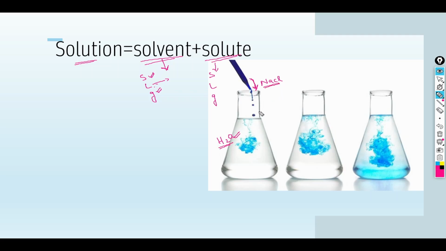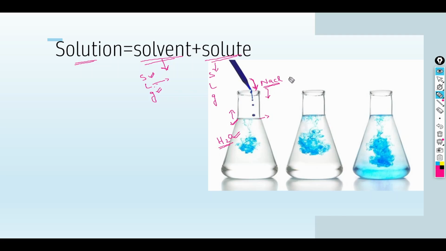So if you keep on adding this NaCl, there will be a time when it will stop dissolving into the solvent. That point is known as saturation. No further dissolution is taking place. So that will be the saturated solution. To increase the solubility, you can increase the temperature. If you increase the temperature, then the solubility will increase and a few more NaCl you can add and dissolve into it.